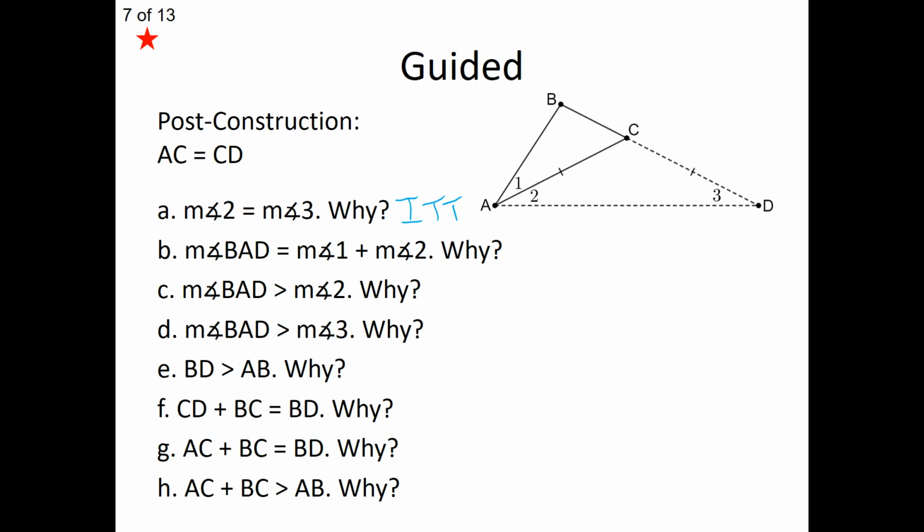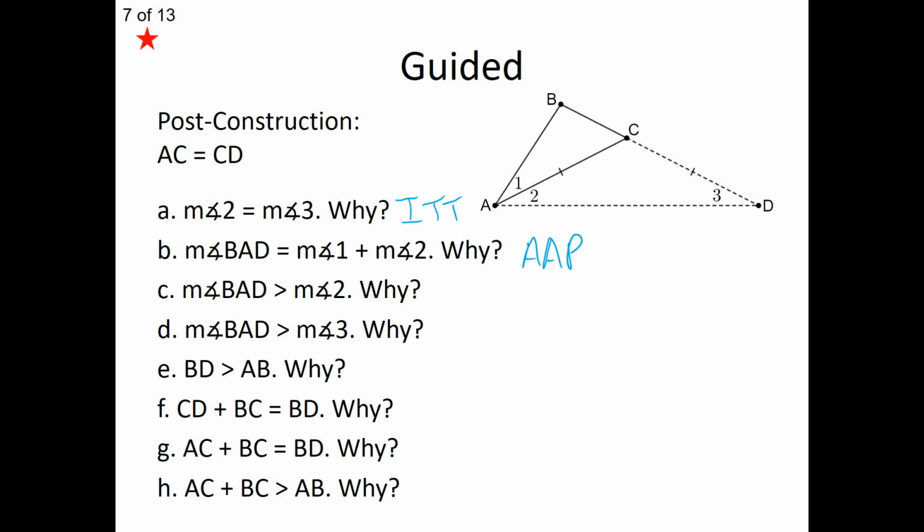Now let's take a look at another angle, angle BAD. So now we're considering the entire angle BAD. Because of our construction, the entire angle BAD is the sum of two smaller angles, angle 1 and angle 2. Why is that? Well, that's simply the angle addition postulate. Angle 1 and angle 2 are formed adjacent to each other, which means the sum of those two measures is equal to the whole measure BAD.